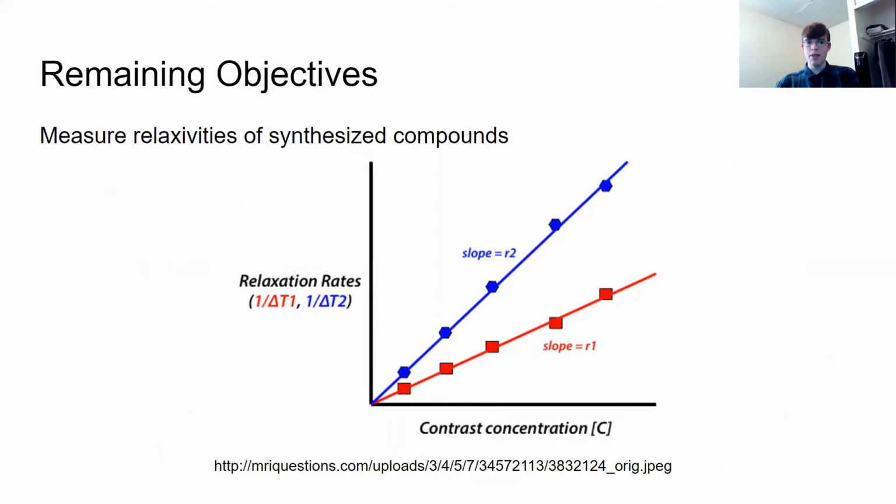The remaining objective is to measure the relaxivities of our synthesized compounds, and we do this by measuring the relaxation rate through NMR, and we plot this against the concentration of our contrast agent, and by looking at the slopes, we can determine the relaxivity.